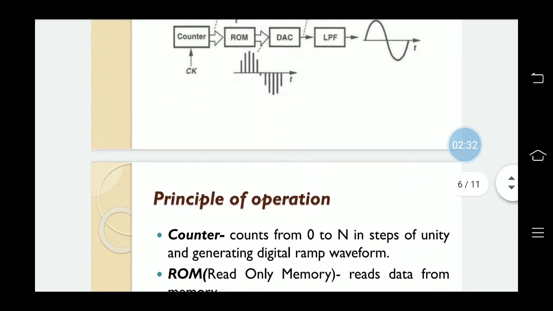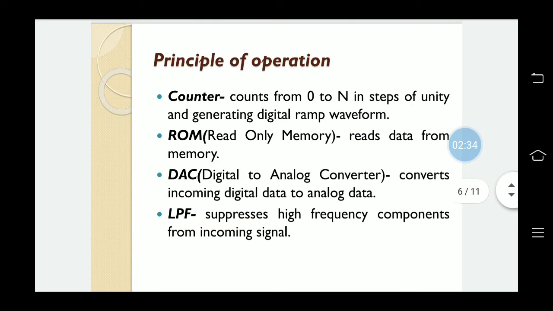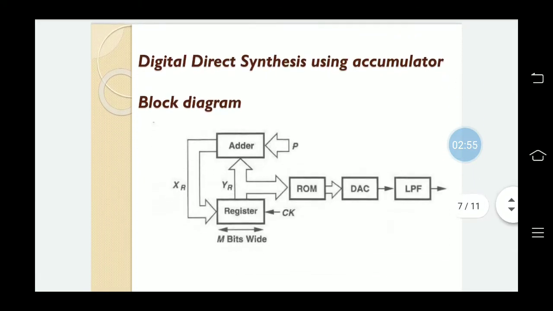The output frequency must be varied while the clock frequency is fixed. If the counter addresses fewer points of one cycle of the sinusoid, then the output frequency is higher. This is possible if the counter increments its output by a programmable step. Such a counter can be implemented as an accumulator. So this is the block diagram of digital direct synthesis using an accumulator.